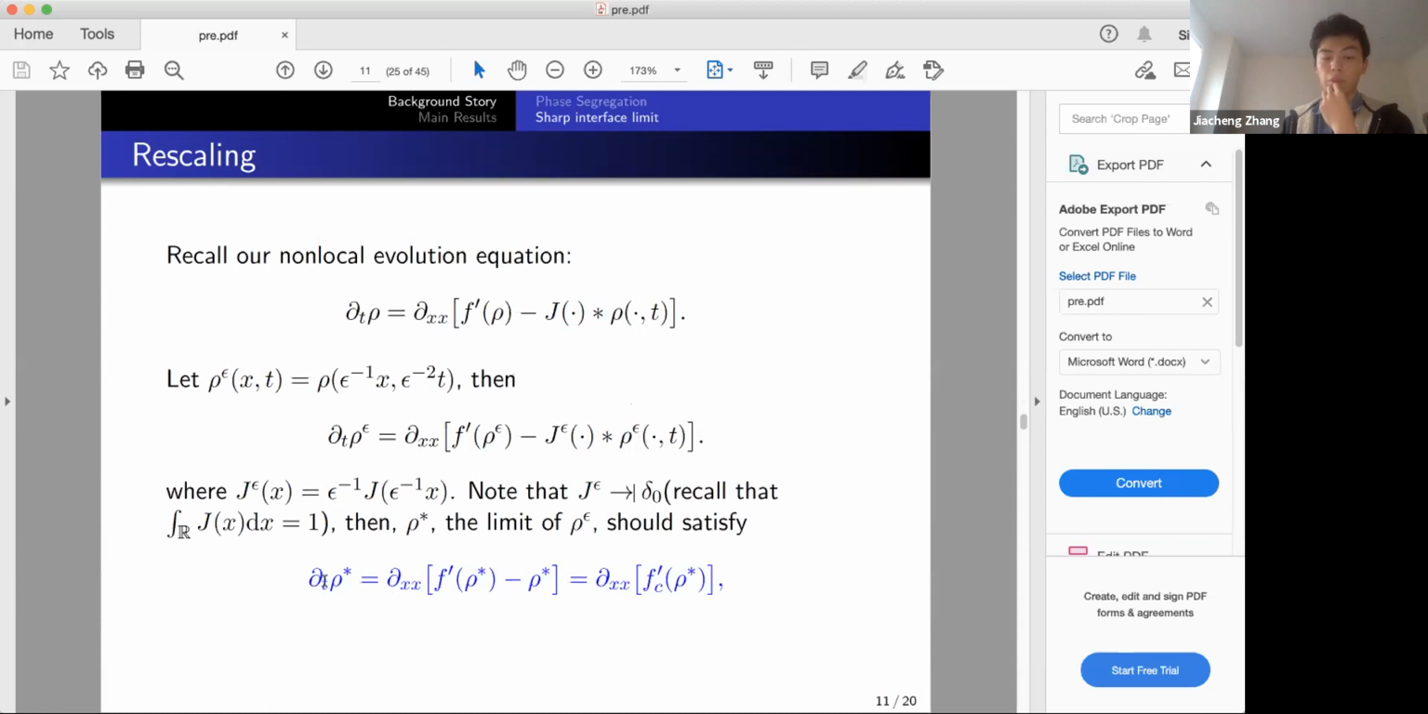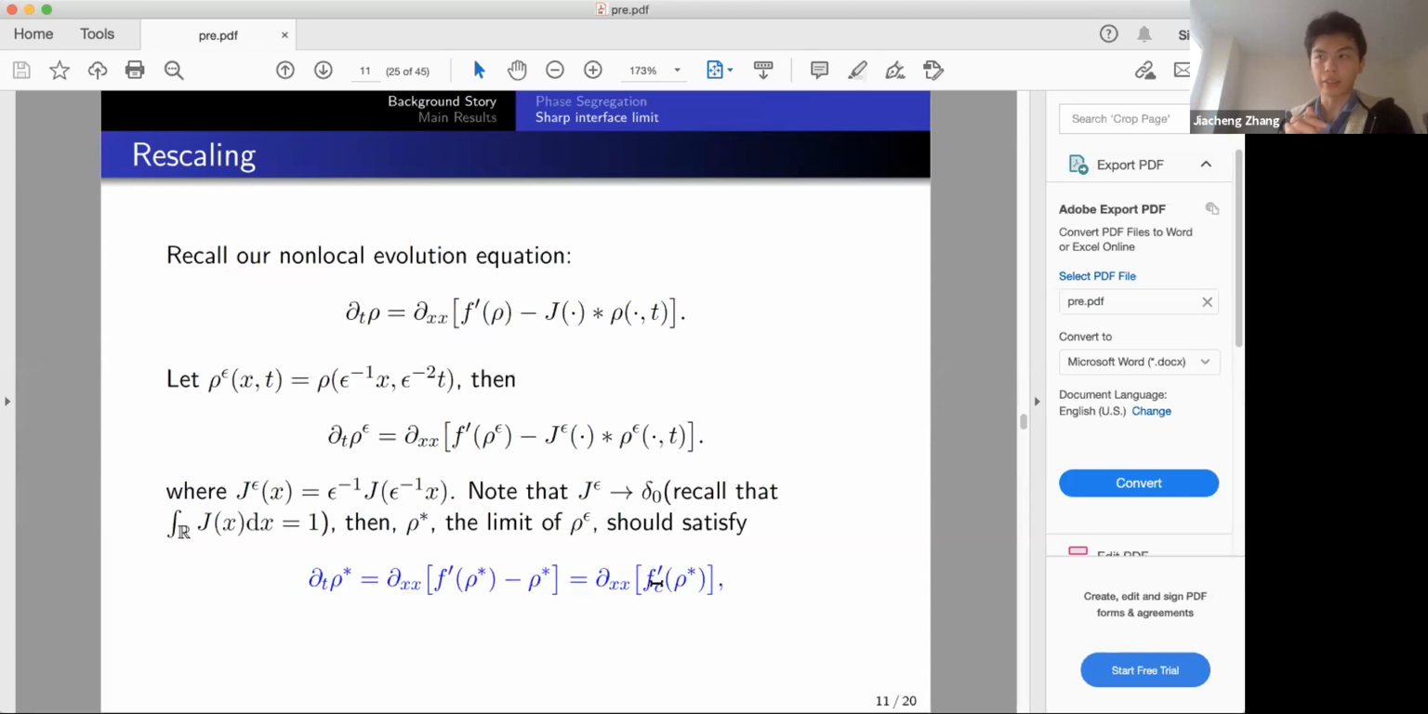The non-local term becomes local in the sense that it just drops into rho. So therefore, this rho t, the time derivative of the limit rho star, will just be the second space derivative of f prime of rho star minus just one rho. And this is exactly the same as this fc prime of rho star. This fc will serve as the chemical potential here. So this j can be arbitrary, basically, as long as the scaling goes to a delta function.